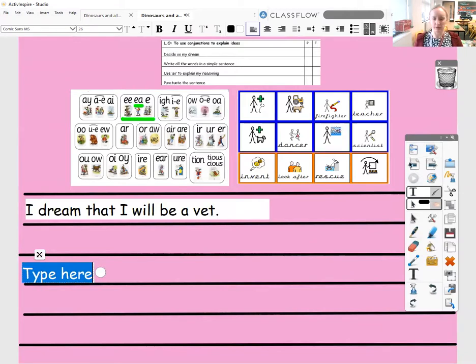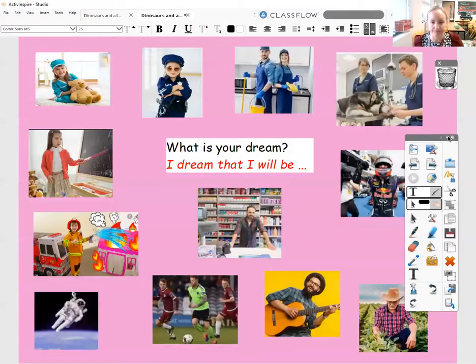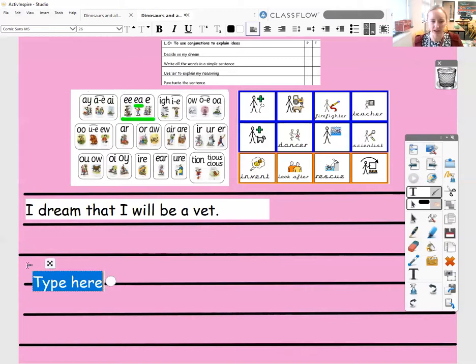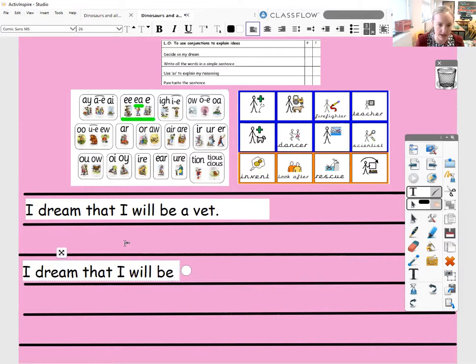I think I can write another one now. What else might I want to be? You know what? I'm going to flick back to those pictures to have a little look. I'm going to say astronaut, I think, because Astrid really inspired me when we looked at that book last week. So I'm going to say that. And I'm going to use the same spellings here. Dream that I will be an astronaut. And I'm going to have one more.